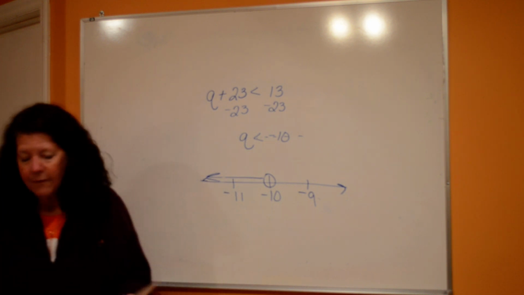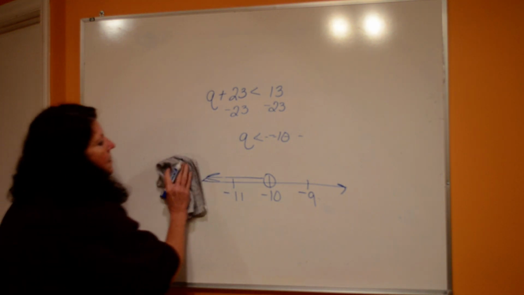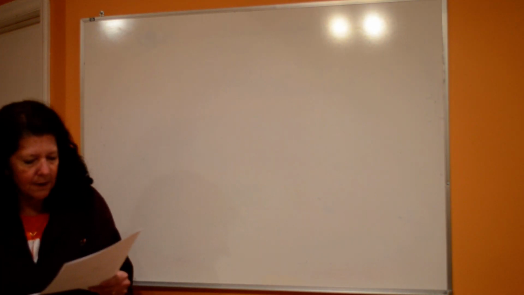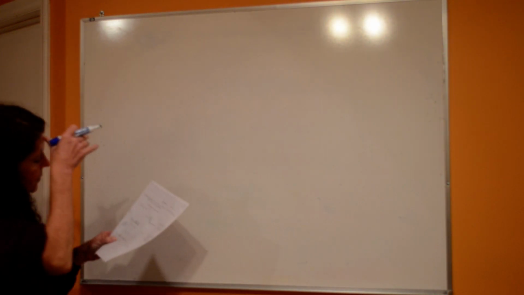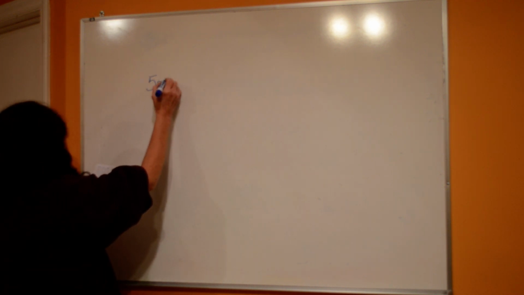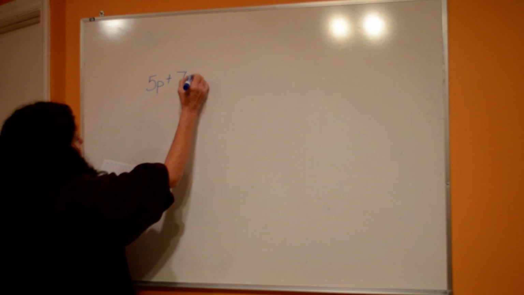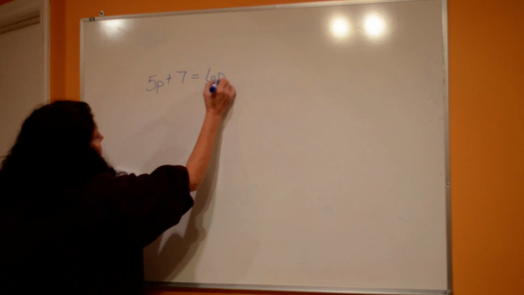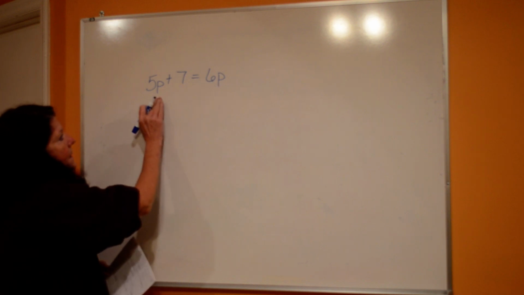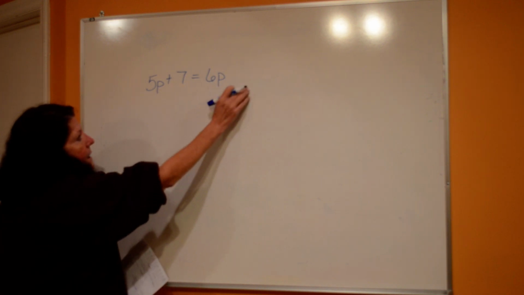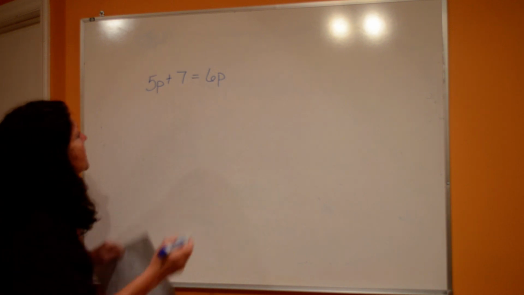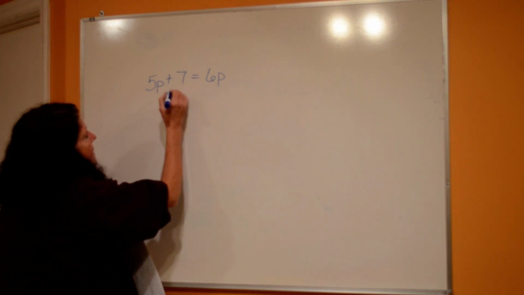Sometimes you have variables on both sides that you have to solve. You know how to solve these already. We're going to do one without the inequality, and then we'll do one with the inequality. Let's say that has an equal sign in it. Obviously I have to get the 6p over here and I have to get the 7 over there because I got to put the two with the variables together. So let's take the 7 over first.